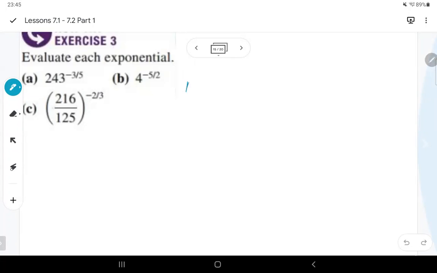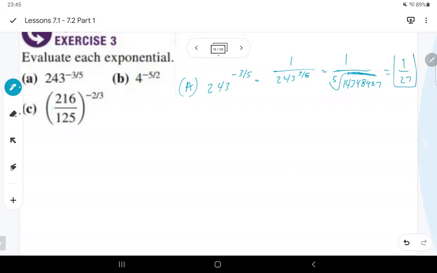All right, so evaluate each exponent. Again, we could just use the calculator if we wanted to, but we will take 243 to the negative 3/5. That's the same as doing 1 over 243 to the 3/5 power. Now it's positive. And that's going to be 1 over the 5th root of 14,348,907, which ends up being 1 over 27. Again, if you don't believe me, you can take it to your own calculator. As long as you use your parentheses correctly, or do your orders correctly, you should get the same thing.